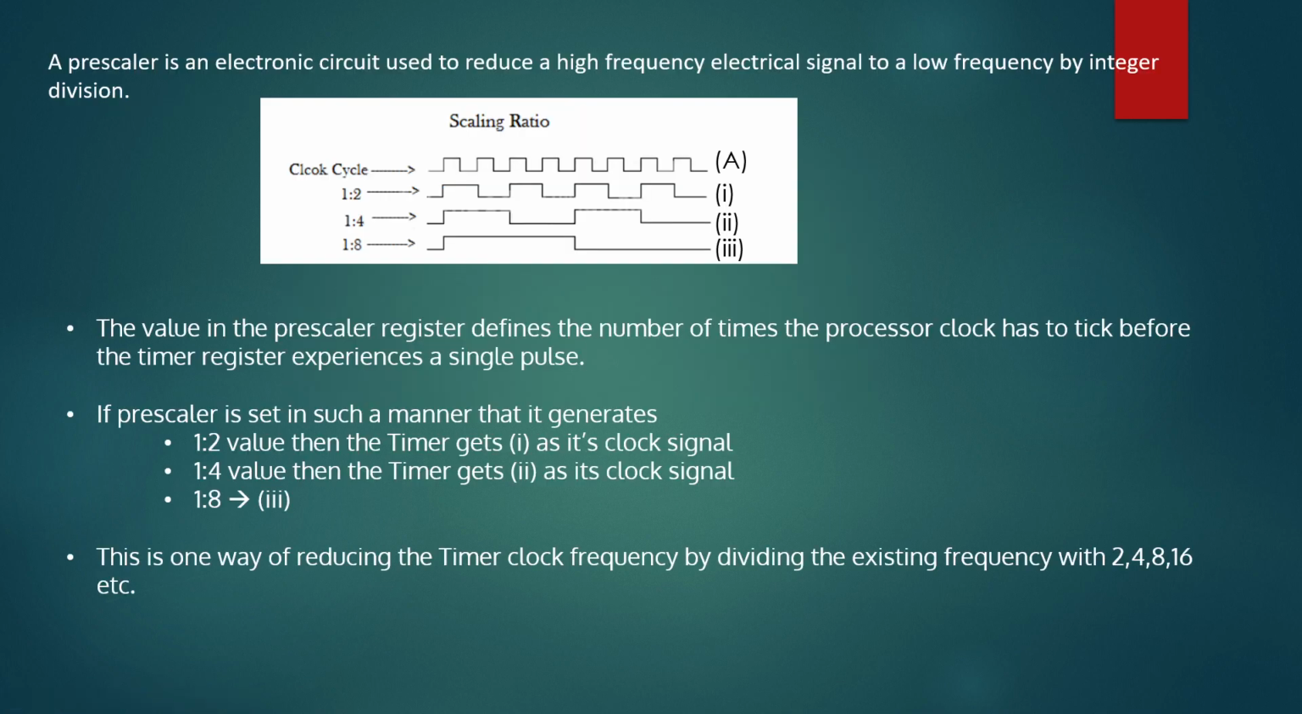Already the oscillator frequency is divided by 4. Now the prescaler divides it again further. If the prescaler is set 1:2, then the frequency will be divided by 2. If it is 1:4, the frequency will be divided by 4. If it is 1:8, then the frequency will be divided by 8. So this is one method through which the timer clock frequency is getting divided. And what are the values for the divider? That is 2, 4, 8, 16, etc.